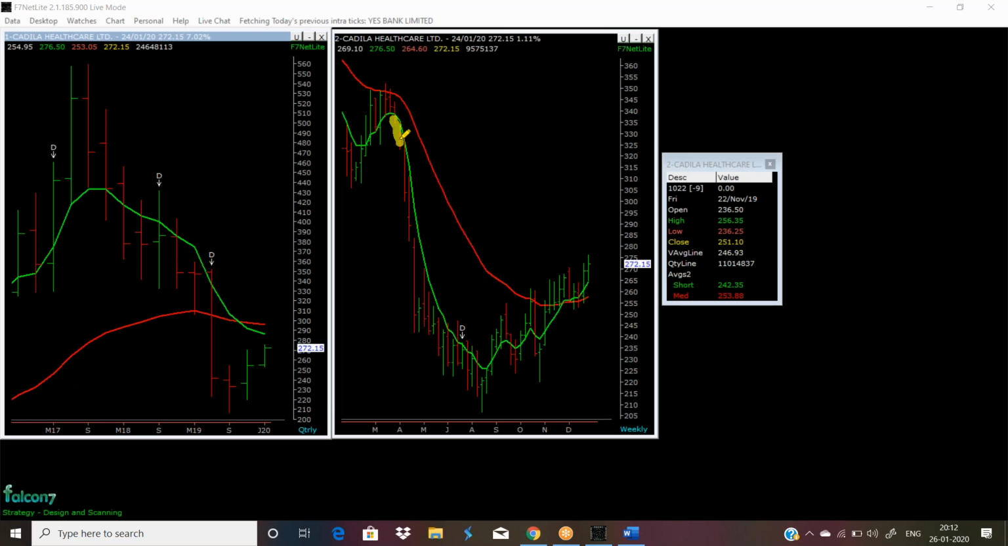Still the close price is below E6, means you expect the price will fall. Close price is below E6, you expect the price to come down. So when the close price is below E6, you expect the price to fall. But when the close price becomes greater than E6, you expect the price to rise.